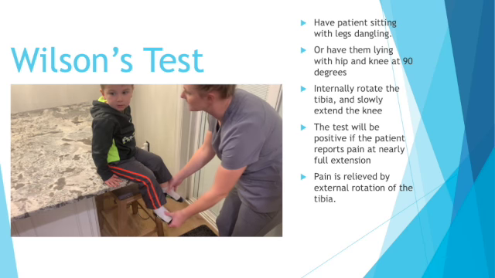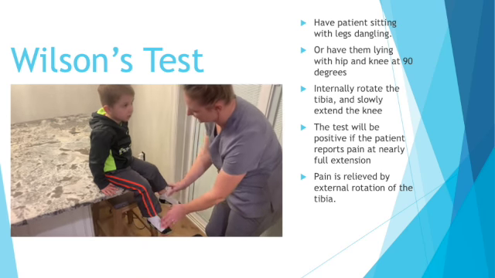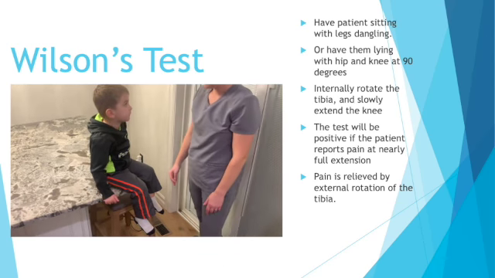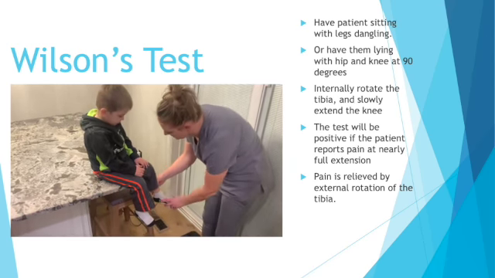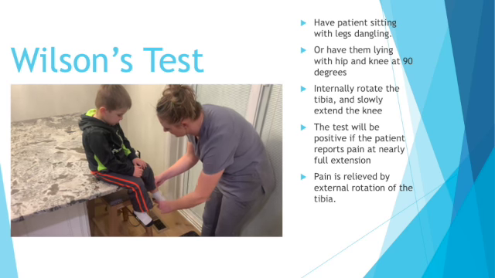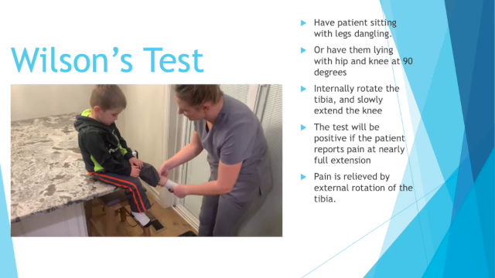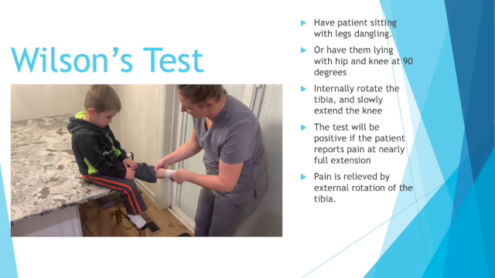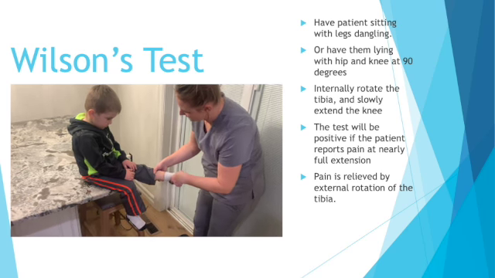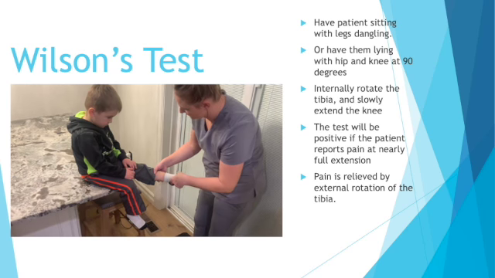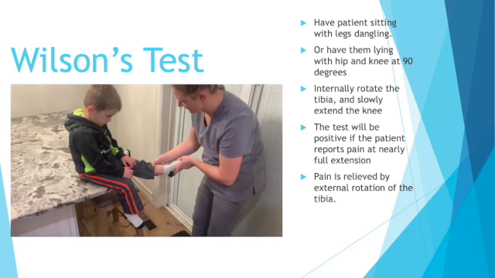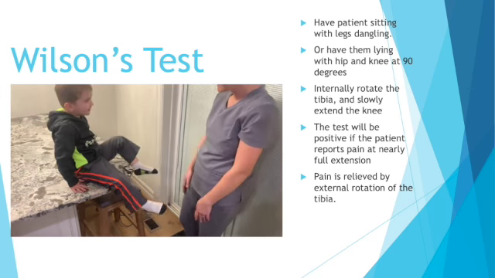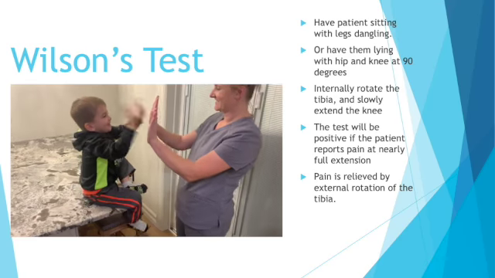The Wilson's test here, we have the patient sitting with their legs dangling in this case, but you can also have them lying with their hip and knee at 90 degrees. You're going to internally rotate the tibia and slowly extend the knee out. The test is positive if the patient reports pain at nearly full extension or full extension, and the pain's relieved by external rotation of the tibia.